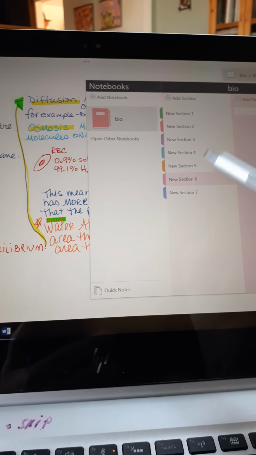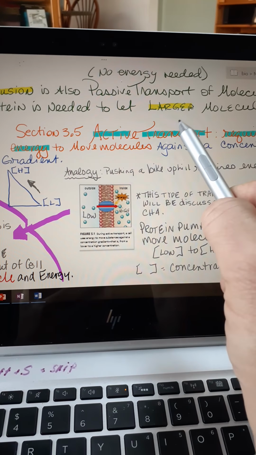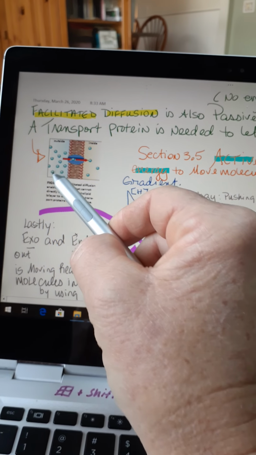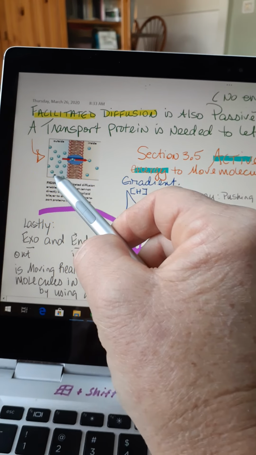Now, as I go to the next section, section 7, facilitated diffusion is also passive transport of molecules, no energy needed. A transport protein is needed to let larger molecules in. For example, from your textbook, there's the transport protein still going from high to low. And you can see the molecule is very large. It needs to get in to the inside of the cell. Sugar is one example of this.